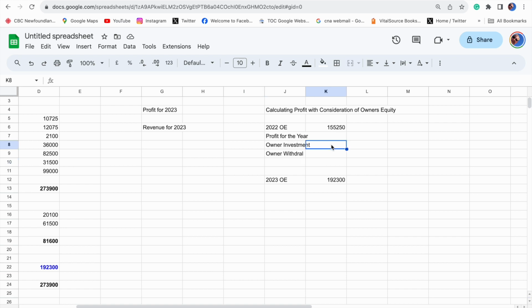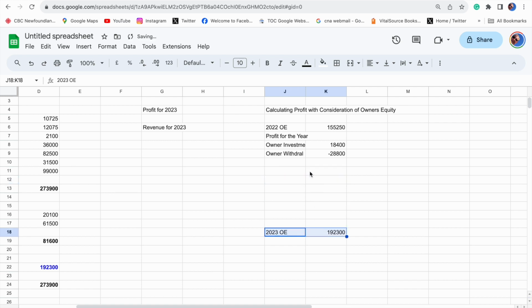But we do know that the owner made an investment of $18,400 into the business. We certainly do. We also know the owner withdrew $2,400 a month for 12 months, and that comes to a total of $28,800. Okay, so this would be a negative amount. So considering that, we started with 155, we had 18,000 put in, and the owner withdrew 28,800.